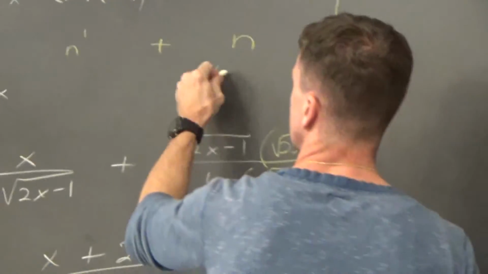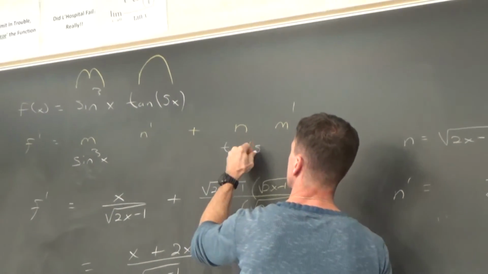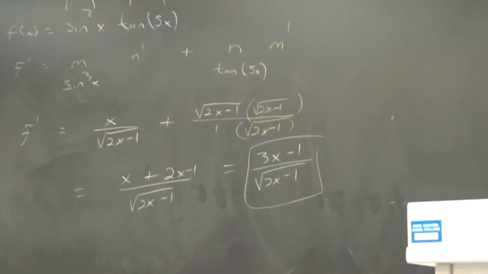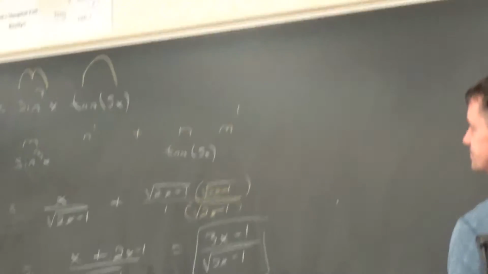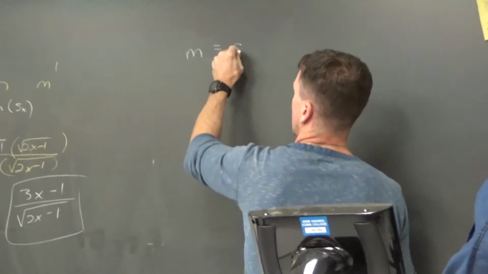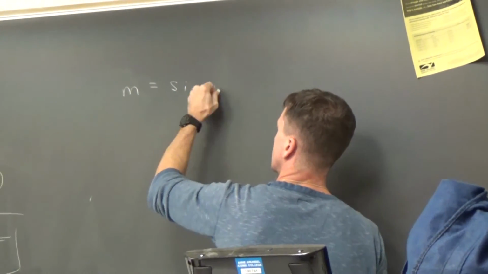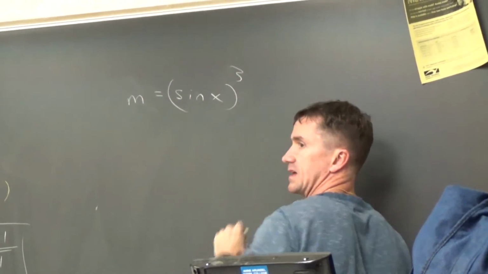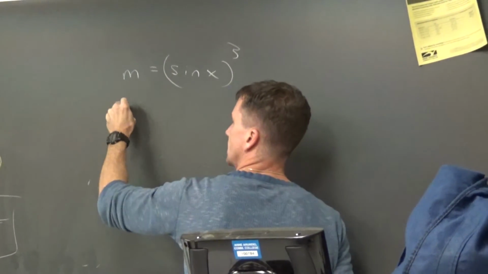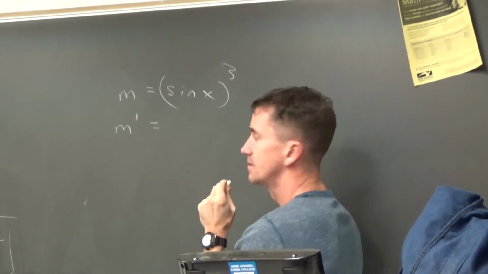This n over here is tangent 5x. But I think we should go off to the side and figure out these other derivatives. So m equaled sine cubed x. Can I think of it like that? Right? Let's find m prime.